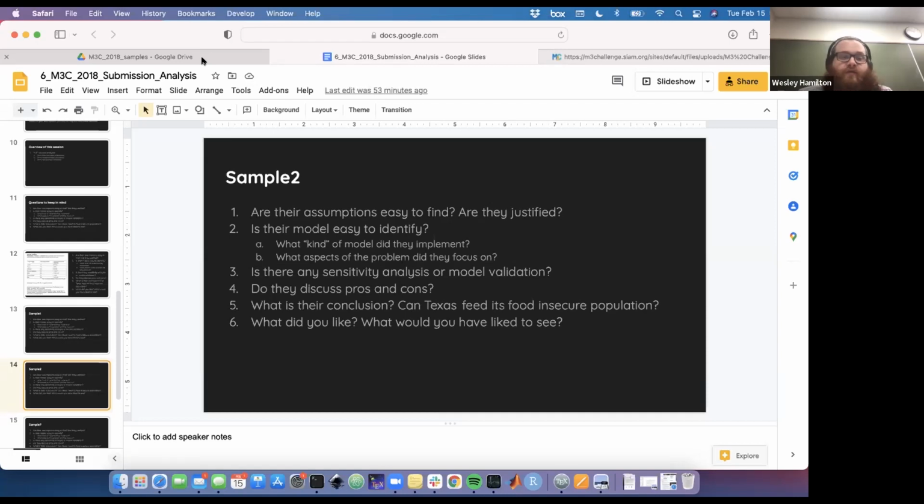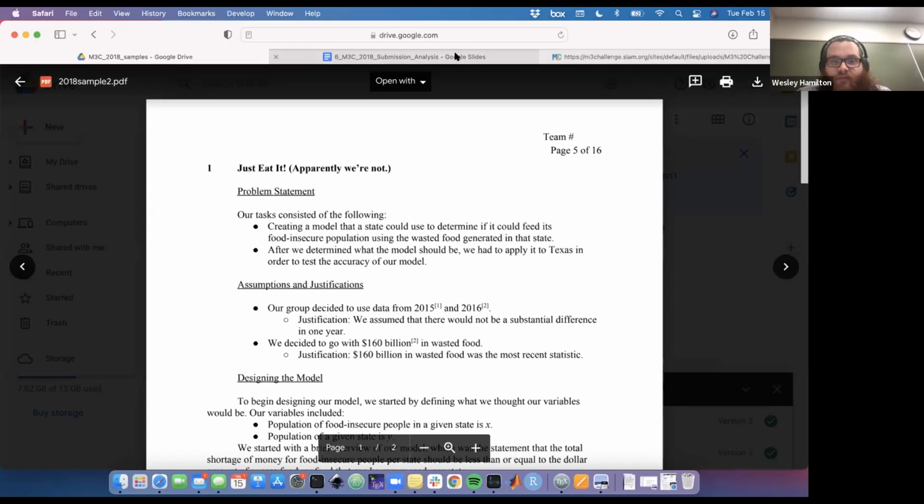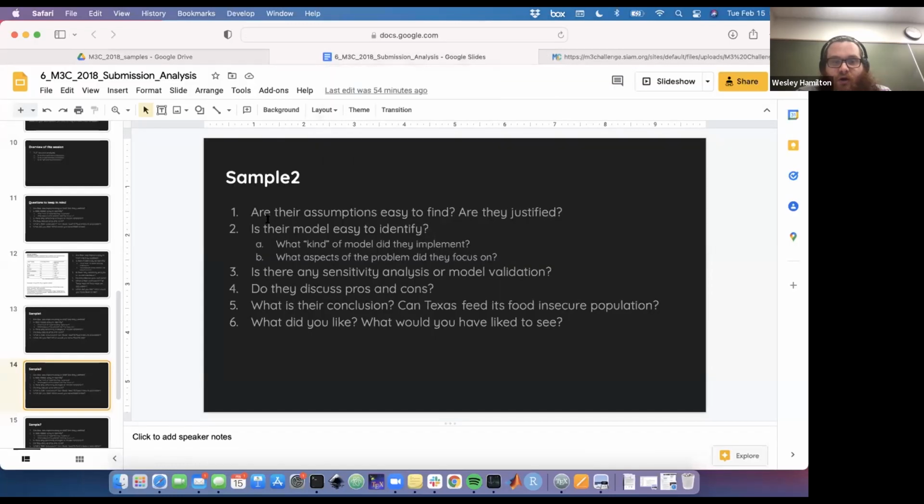Okay, so first question, sample 2 in the student drive. Are their assumptions easy to find? Yes or no? Do they do a good job justifying them? Yes or no? What are your thoughts?